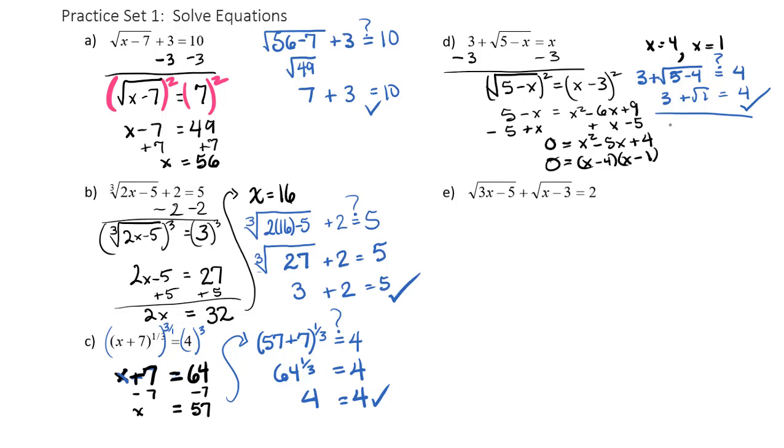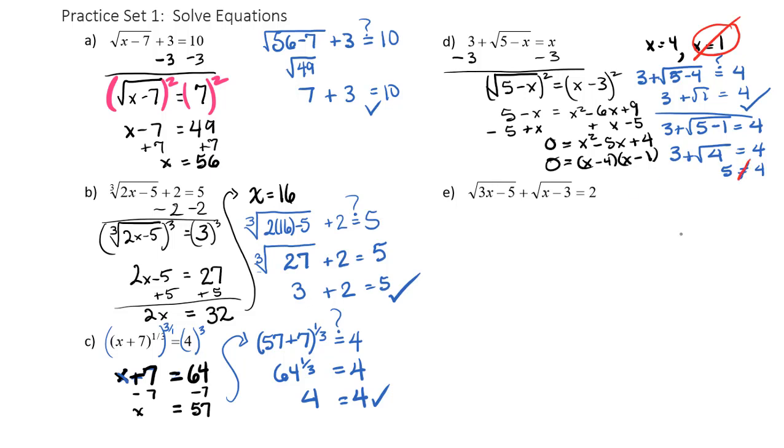We have 3 plus the square root of 5 minus 1 equals 4. That would give me 3 plus the square root of 4 equals 4. If I substitute root 4 with 2, I'll have 3 plus 2 is 5. 5 does not equal 4, so we have to throw out the 1. x equals 1 is not a solution.